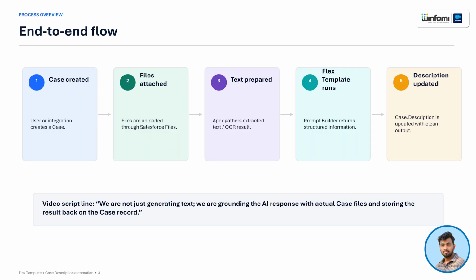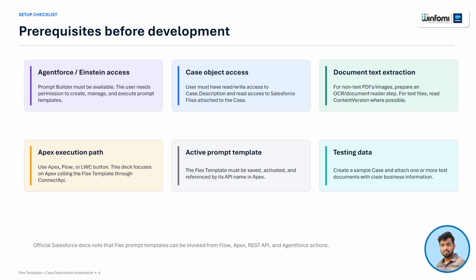Let's go to the next slide, which is the end-to-end flow, showing how it will work. First we create a case, then the file is attached, then the text is prepared, then a flex template runs and the description is updated. Here we are not generating text, we are grounding the AI response with the actual case file and storing the result back on the case record. This is the end-to-end flow.